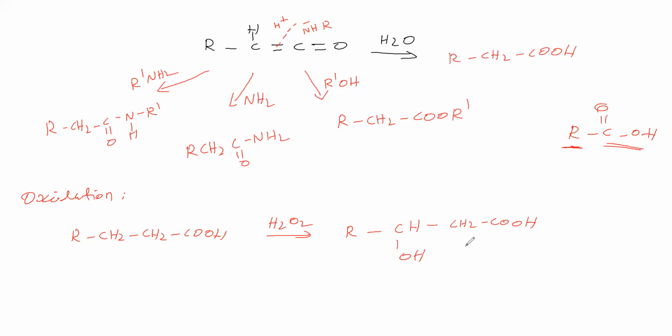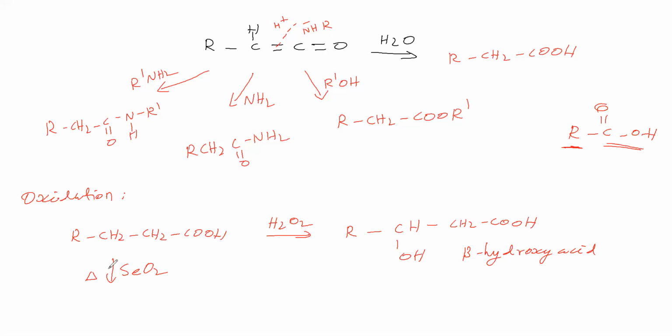Beta hydrogen goes for oxidation. Therefore, we can say this is beta hydroxy acid. It is the alpha carbon, and this is the beta carbon. Beta hydrogen goes for oxidation, so we will call this beta hydroxy acid. Then we take the oxidizing agent selenium dioxide.